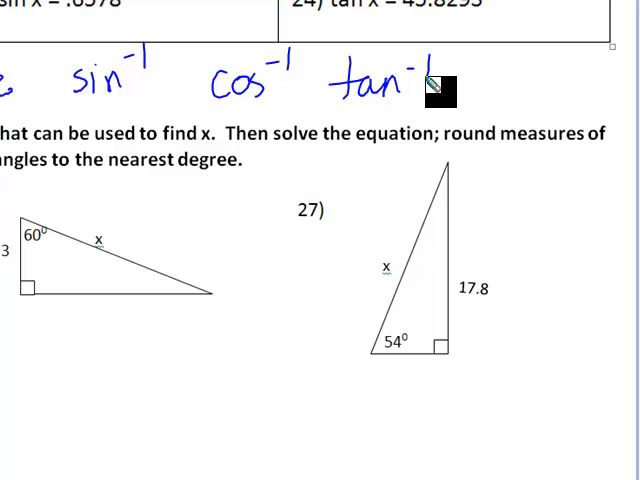So once again, we'll just try a couple of these to make sure we can all do this correctly. So this first one up here, so this should be the next box down. Sine of x is equal to 0.7880. What would be the angle measure to the nearest degree?